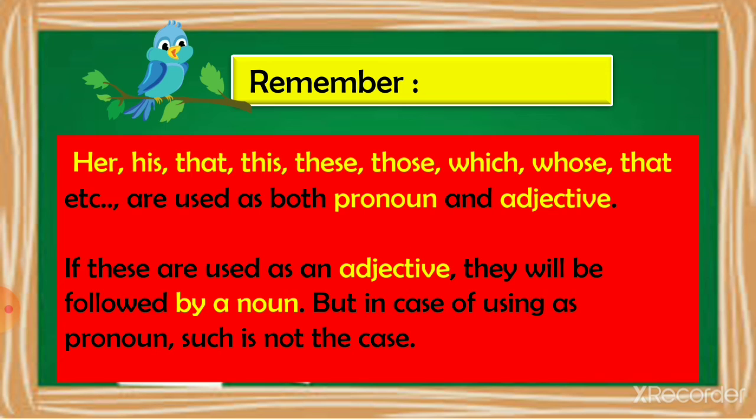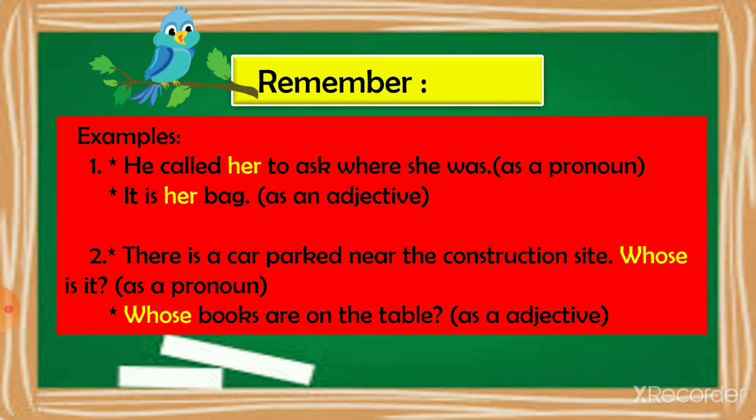So if these words are used as an adjective in a sentence, then they will always be followed by a noun. But in case of using as pronoun, such is not the case, right? So if these words are used as pronoun, then they will not be followed by a noun. Let us see some examples. He called her to ask where she was.